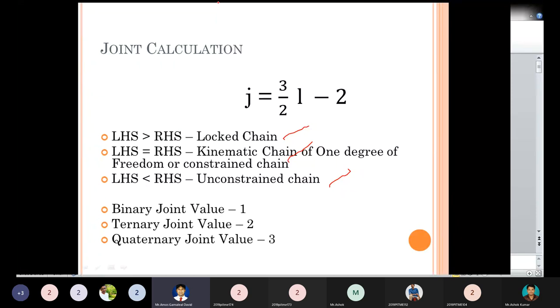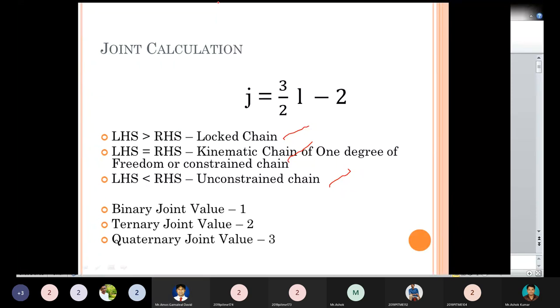If LHS is equal to RHS, what happens? There will be definite movement in the chain, and it will be in a constrained way. Then LHS is less than RHS means it is an unconstrained chain. Unconstrained chain means anything can happen. You cannot tell how it will move at all, because it is not constrained. It is not going to be under a particular boundary condition.